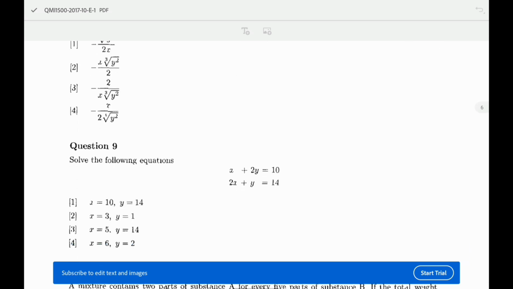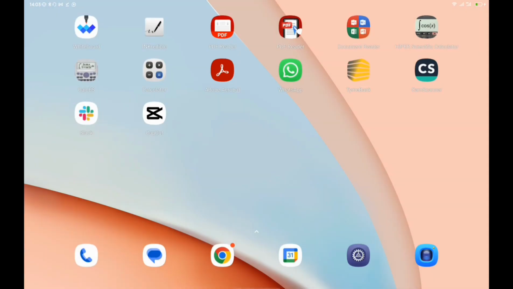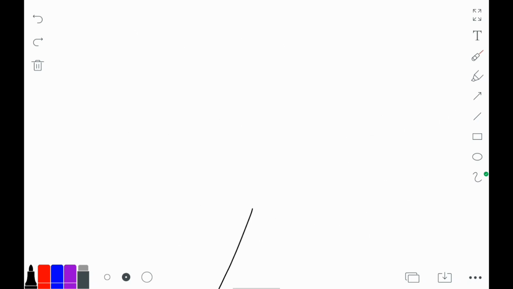So I'm going to do question number 8, which says the cube root of negative 16x to the power 3 y to the power 4, over the cube root of 128 y to the power 2. I'm just going to write it on the board. Let me go to my board. I will just erase this right now. Okay, let's write it.